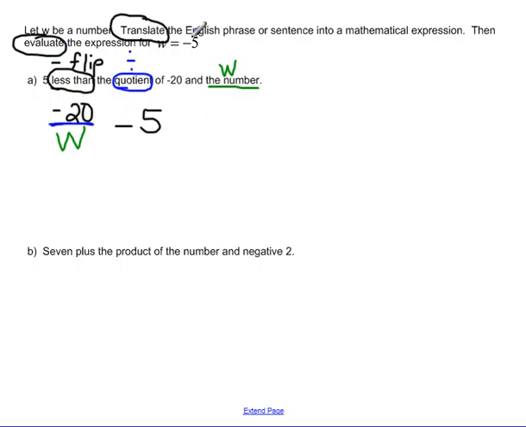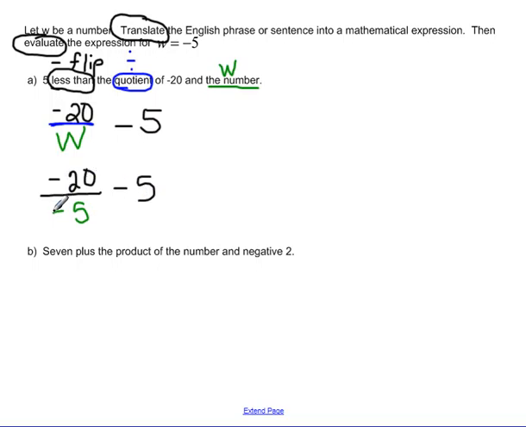Now we're going to evaluate for W equals -5. So we're going to take our expression that we just translated, -20, and that W we're going to replace with -5, because that's what they told us the value is that we want to be considering, and then subtract 5. And now we're going to work order of operations through this problem.